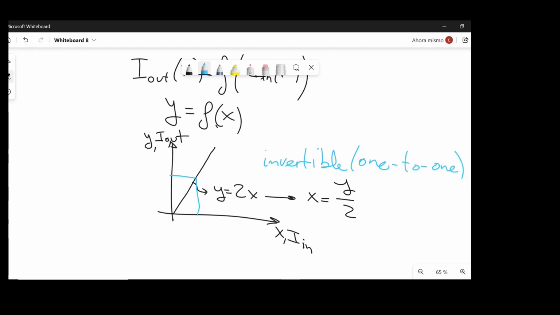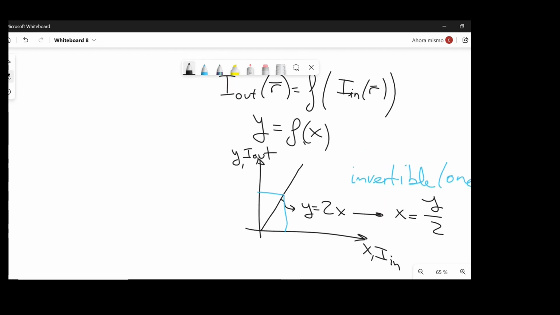And what about the following? What if I have a transformation that is like this? I have x, I have y, I have this transformation. So now, given a y, I don't know if this was the input x or if this was the other input x. So given x, I can compute y. But given y, I cannot compute x. So this transformation is not invertible. That means that if you transform an image using this transformation, you have lost information.